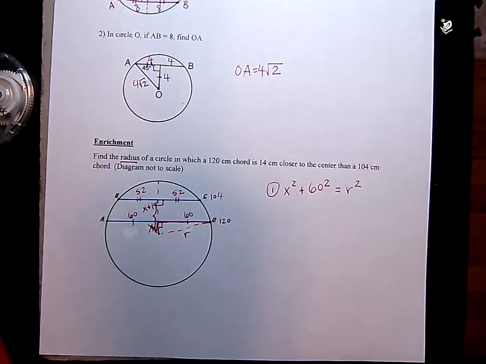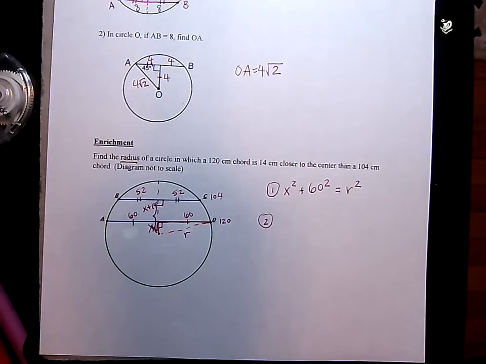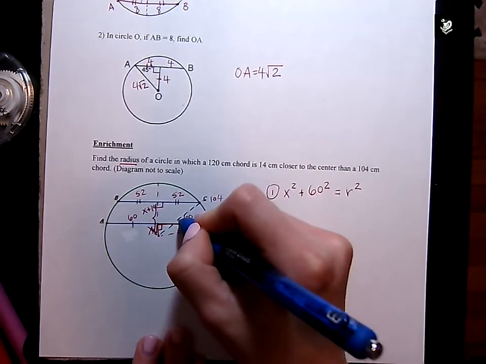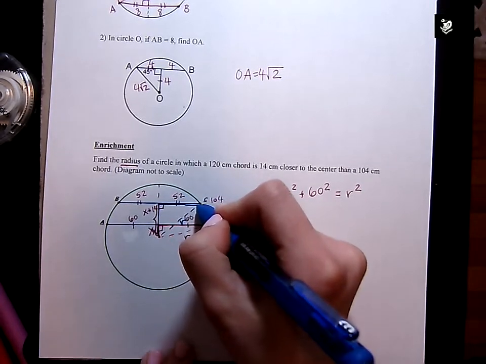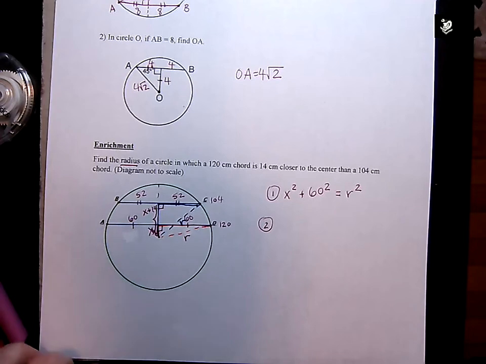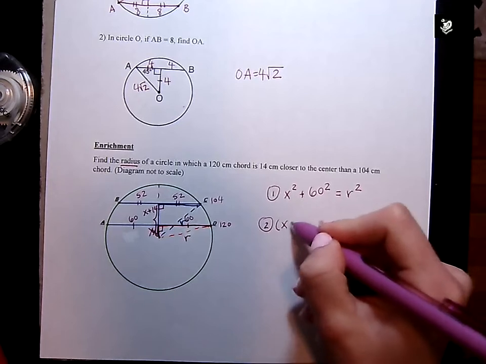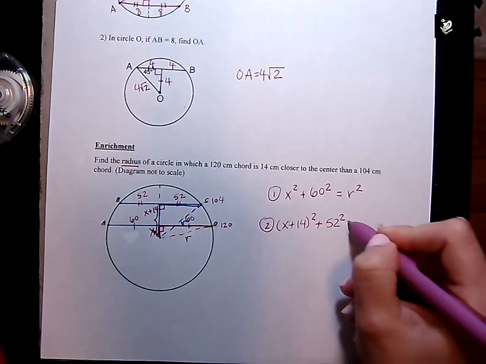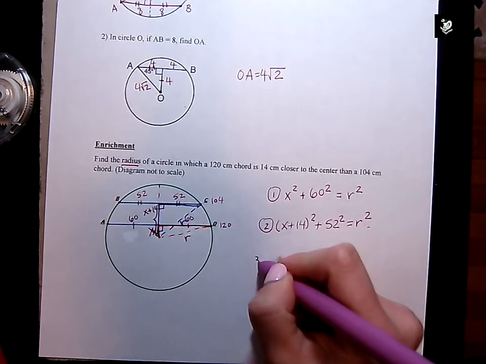So I have 2 variables, so I'm going to need a second equation. The second equation is coming from, I can draw in another radius right here. I'm also going to call that r. And that is this big triangle right here. So again, I know this whole thing is x plus 14, so I can say x plus 14 squared plus 52 squared equals r squared. So I'm just using the Pythagorean theorem. So they're both equal to r squared, which is great because now I can just use substitution.